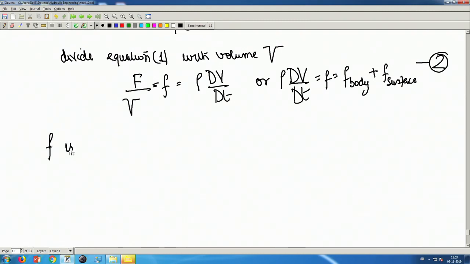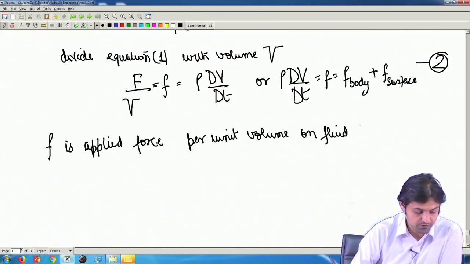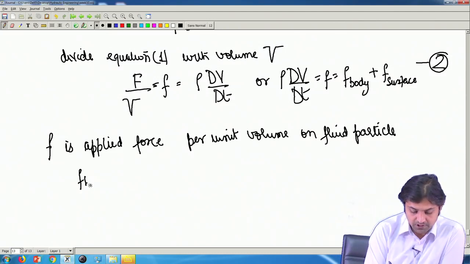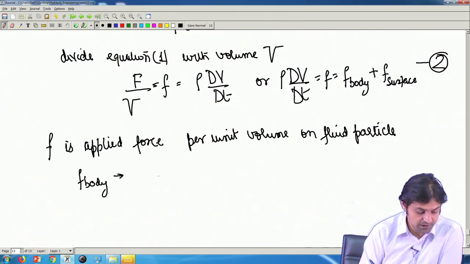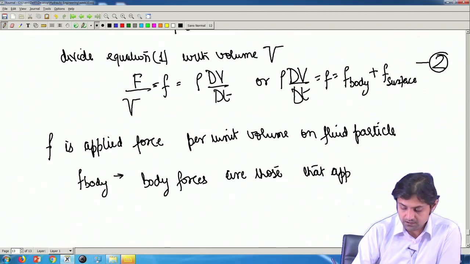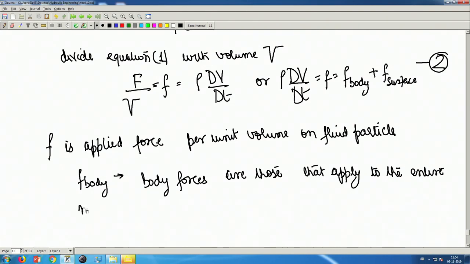All right. So this f is the applied force per unit volume on the fluid particle. So what is f body? We have to clarify that a little bit. Basically this is body force. Body forces are those that apply to the entire mass of the fluid element.